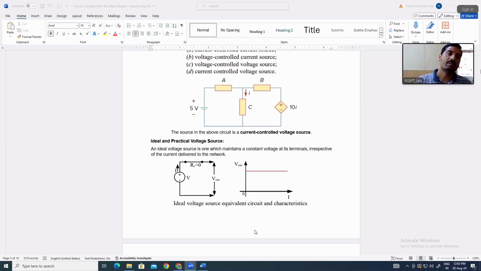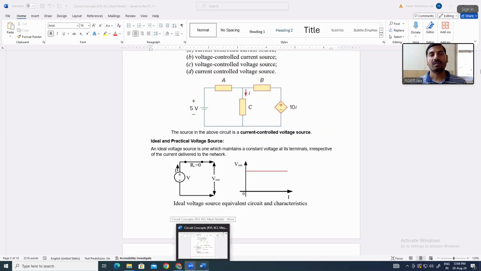So independent sources means the sources which don't depend on any other circuit parameters, and circuit parameters can mainly be current and voltage. If they are not depending on any other circuit parameters, those sources are considered independent sources. But dependent sources are those sources that depend on any other circuit parameters multiplied with a constant k or g. You have seen this in the previous class.